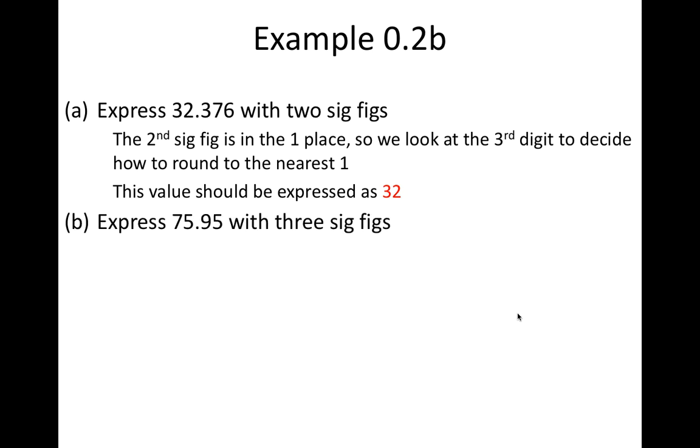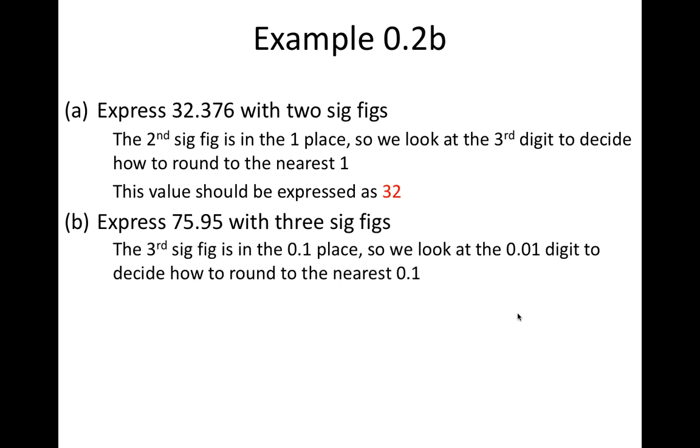In part B, we want to express this measurement to three significant figures. We look at the value of the fourth digit, which in this case is 5. That means we should round the tenths place up, and we should express this as 76.0.